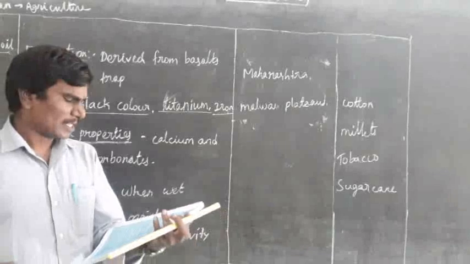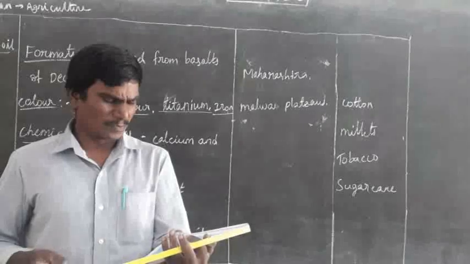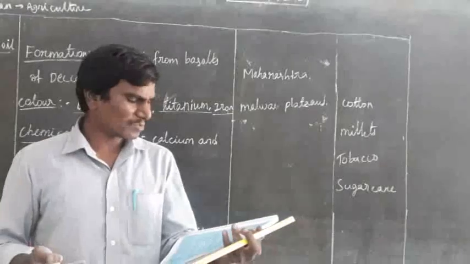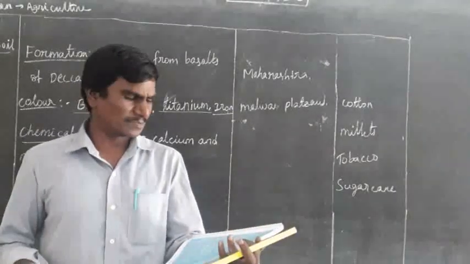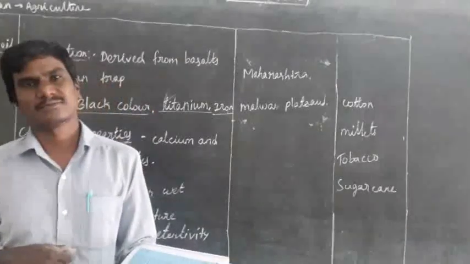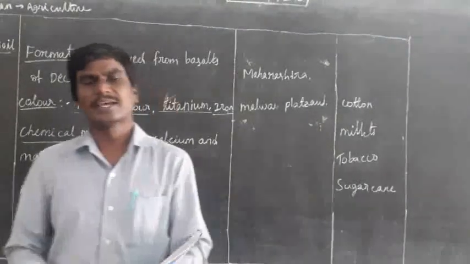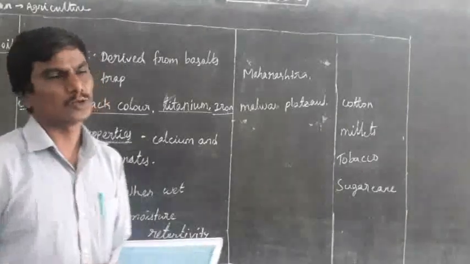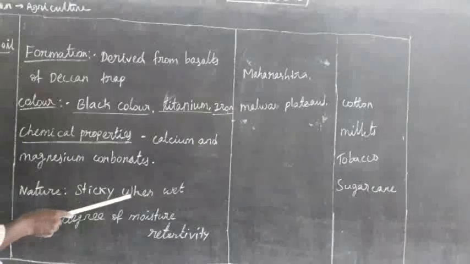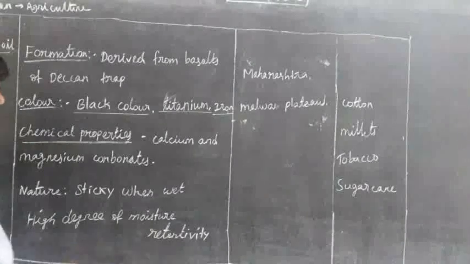Manganese. Rich in potash, aluminium, calcium, potassium, magnesium, but poor in nitrogen, phosphoric acid, and humus. And nature: when wet, it has a high degree of moisture retentivity.